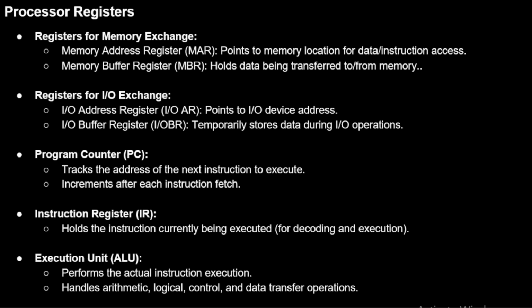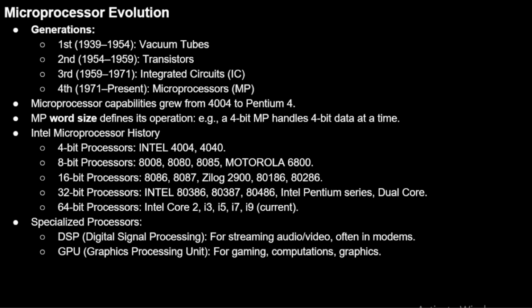Okay. Now let's move to the next part, that is the evolution of microprocessors. The microprocessors have evolved through generations. In the first generation, vacuum tubes were used. Those are very large and consume a lot of power. In the second generation, we moved to transistors, which are smaller, faster, and more reliable. Next, in the third generation, we used ICs, wherein multiple transistors are fabricated on a single chip.